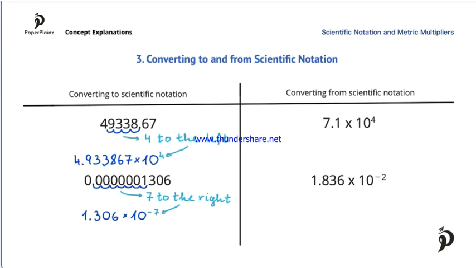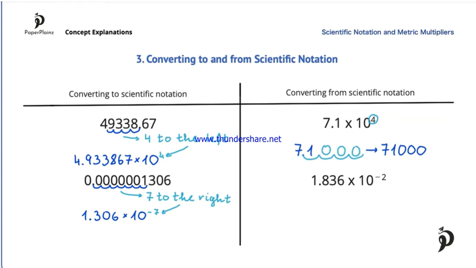Next, let's see how to convert from scientific notation to a regular number. We will start by writing down 7.1, and since we have a positive 4 in the power of 10, and we are converting from scientific notation to a regular number, we will move the decimal point 4 places to the right. To finish up, we will fill in the empty spaces with zeros, so we get 71,000.